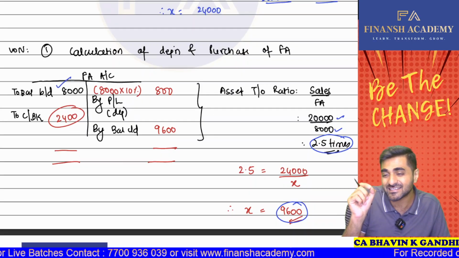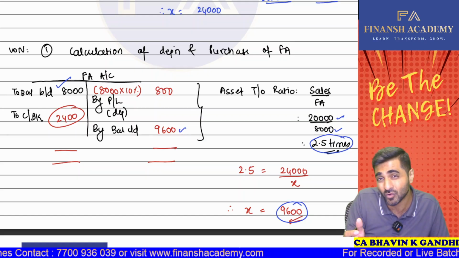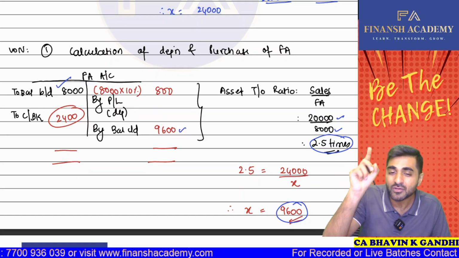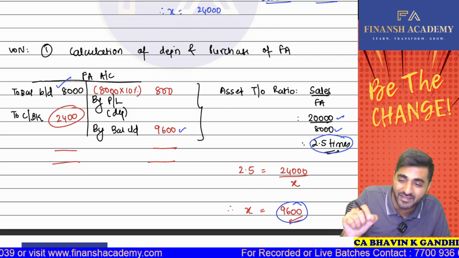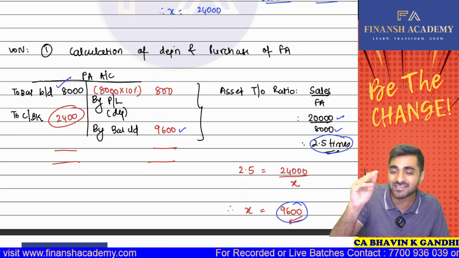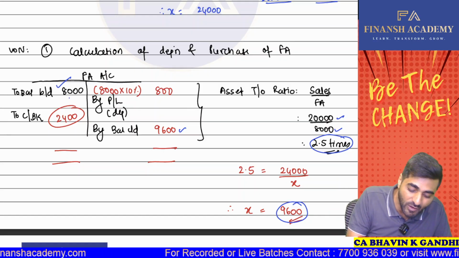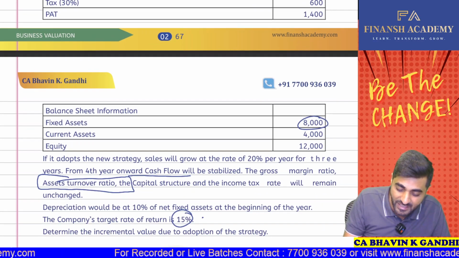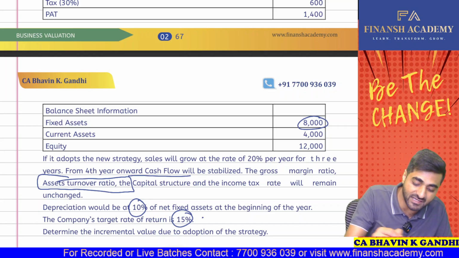Your closing fixed assets is going to be 9,600. Because based on the asset turnover ratio, when the sales become 24,000, your total asset turnover ratio is 2.5 times. Because of that, your fixed assets is going to be 9,600. Now, you have opening, you have closing. Have they given you any information about depreciation? Yes, sir. They have told you that depreciation would be 10% of the net fixed assets.